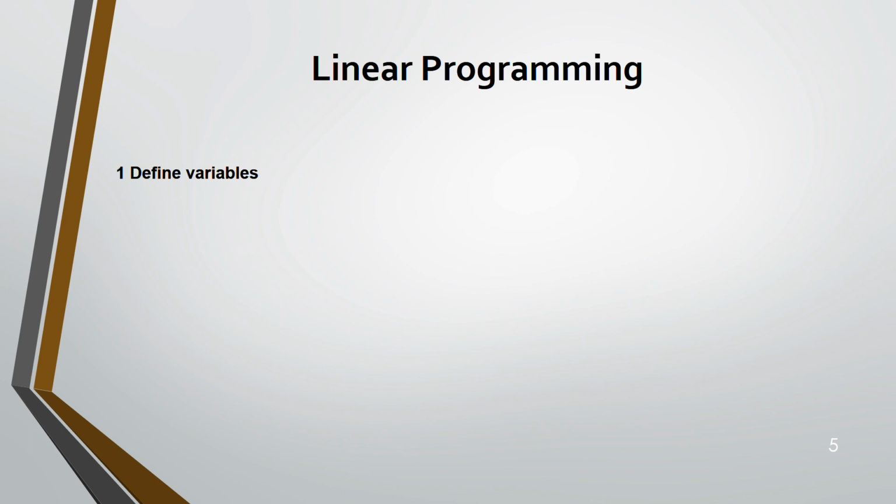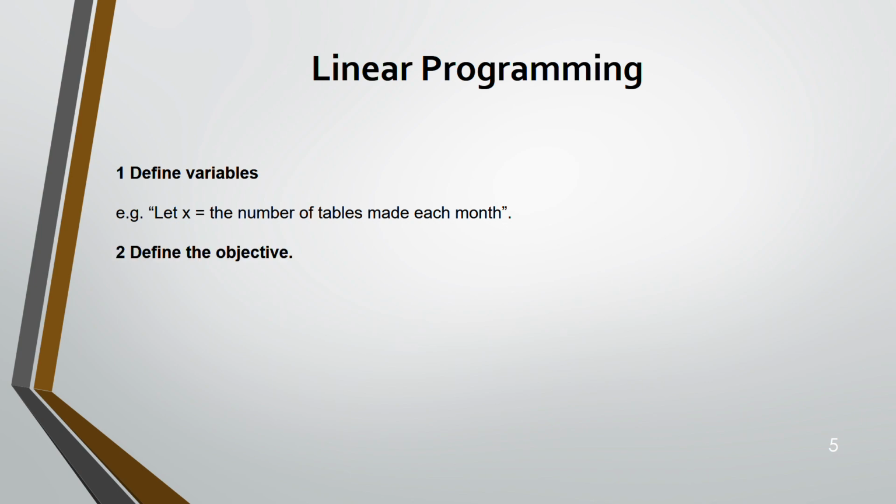First is define variables. This is the first one. Let x, you have to define variables. Linear programming is basically you are setting an equation. So let x be the number of tables made each month. Define objective. Objective is to maximize contribution.